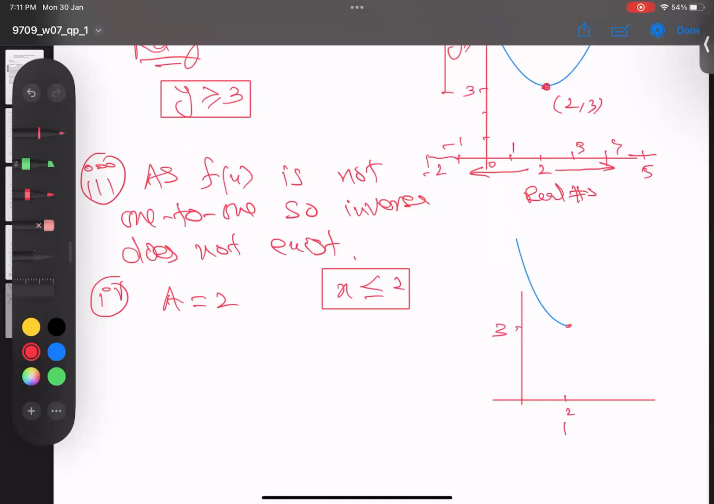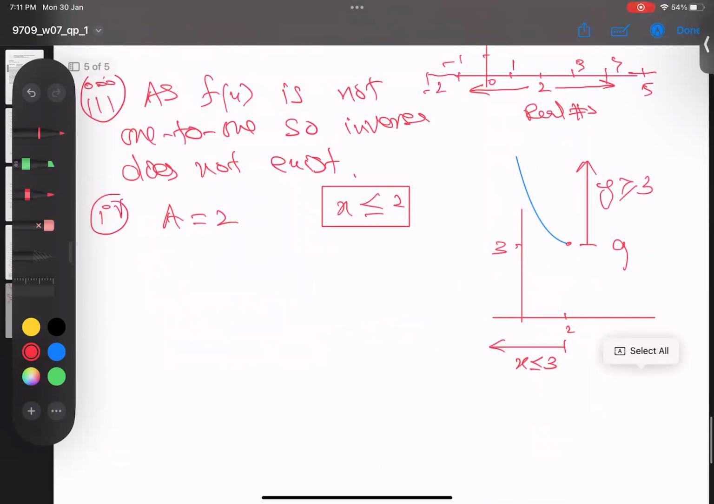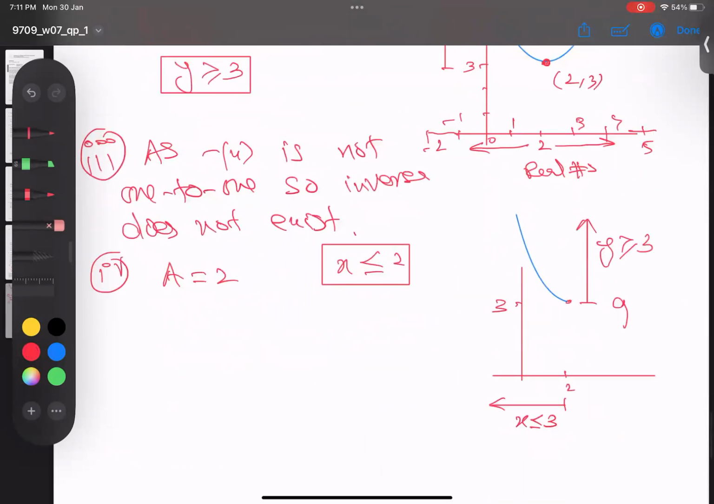So the graph of x is coming from this number backwards. X is less than or equal to 2, and the Y value starts from here and goes upwards, and it's called Y is bigger than or equal to 3. This is called the domain. This is called the G function, G of X. So I should write here G of X also. It means this blue diagram is for G of X. So the domain of G of X is this, and the range of G of X is this.